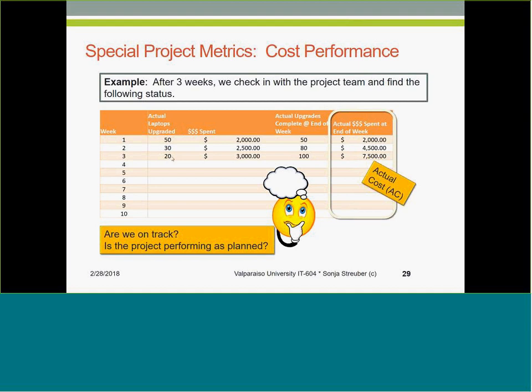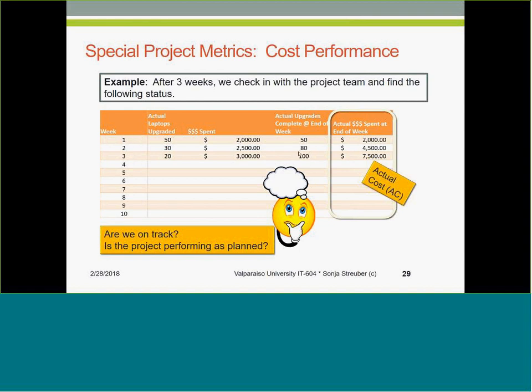In the first week we spent $2,000 for 50 laptops. In the second week, we spent $2,500 for the next 30 laptops. Oops. Third week, we spent $3,000 for just 20 laptops. Now, here start the warning signs, right? So the actual upgrades that are complete at the end of the third week, we have 100 laptops completed.